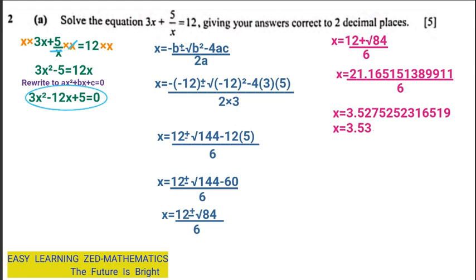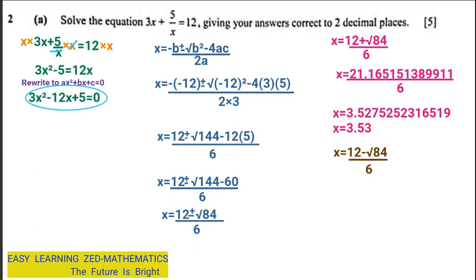Now we are not yet done. We need to find again the second value. So this time we're going to subtract the square root of 84 from 12. Okay, so we're going to write that expression, which is over 6. So we have now 12 minus the square root of 84 over 6. So what we're going to do now, we're going to punch in just like we did earlier on. We're going to punch in our calculator 12 minus square root of 84.